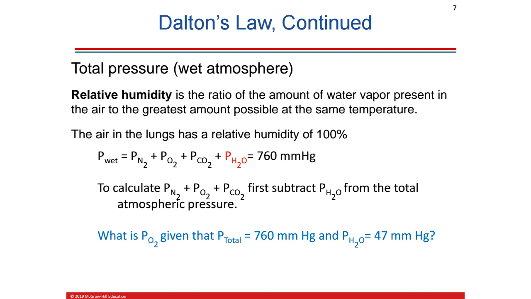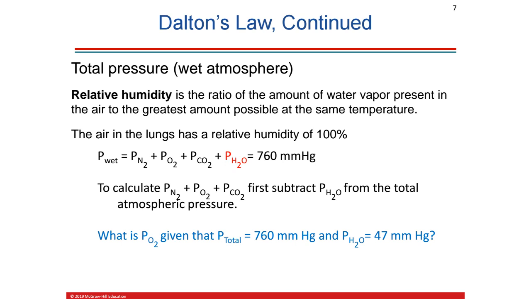Of course, the atmosphere is not always dry. So particularly when we talk in terms of physiology, we have to take into account the fact that there's also water vapor, particularly as we look at the lungs of the human body. So we need to introduce another term, which is relative humidity. Relative humidity is the ratio of the amount of water vapor present in the air compared to the greatest amount possible at that same temperature.